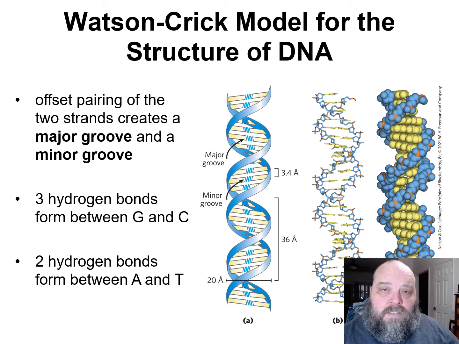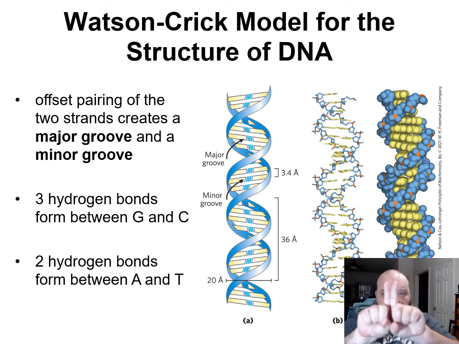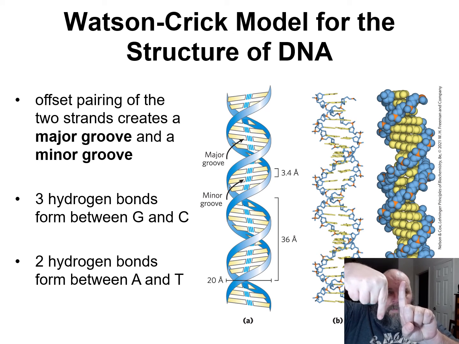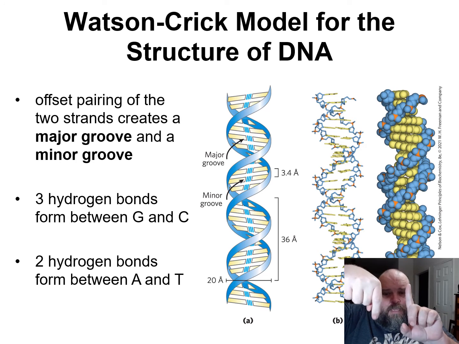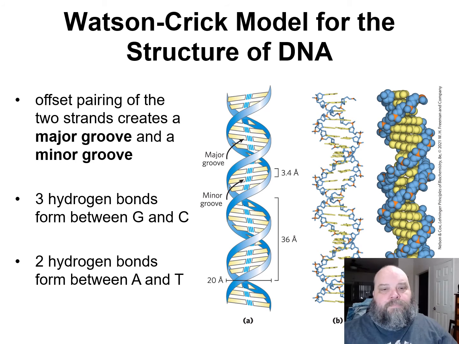You have a double helix. Two strands of DNA, but instead of being parallel, they were anti-parallel. Boom: 5 prime down here, 3 prime up at the top.